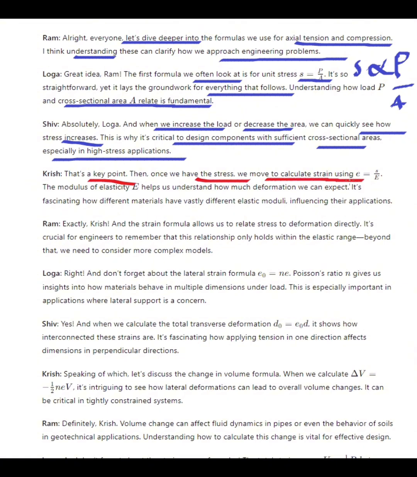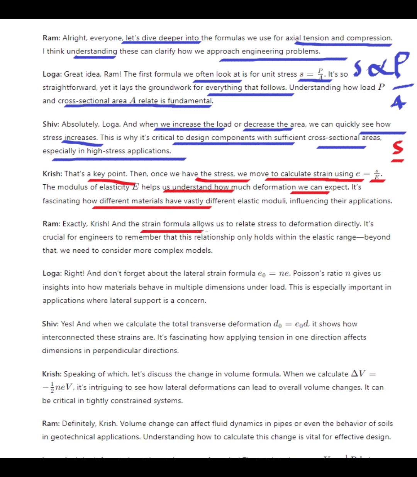So once we have the stress, we calculate the strain using strain equals stress divided by Young's modulus. The modulus of elasticity, E, helps us understand how much deformation we can expect. If the Young's modulus is more, then the strain is less. It's fascinating how different materials have vastly different elastic moduli, which influence their applications, right?